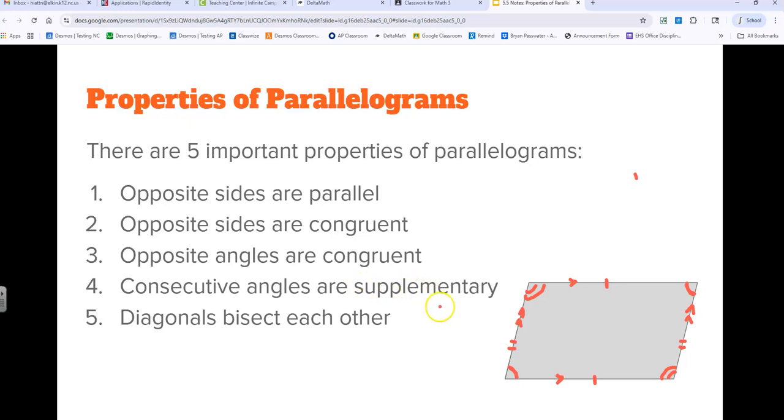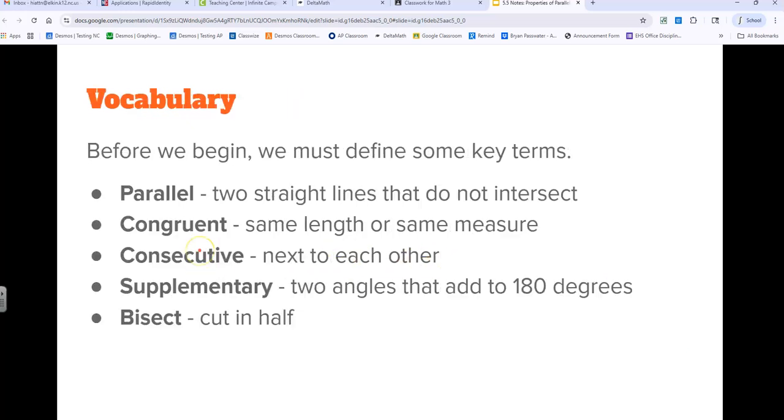Consecutive angles are supplementary. That means that angles that are next to each other, such as this one and this one, add up to 180. We're going to see that again later, so I'm not going to spend major time on that. And diagonals bisect each other. The diagonals are going to cut each other in half. Okay? And we'll look at each property in a little more detail.